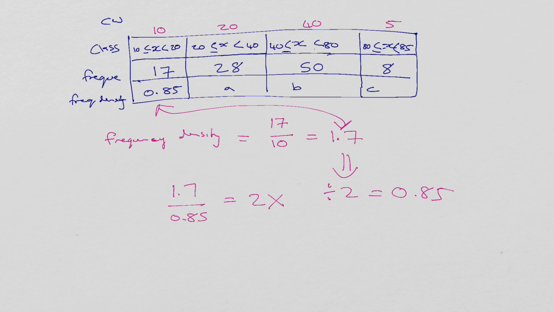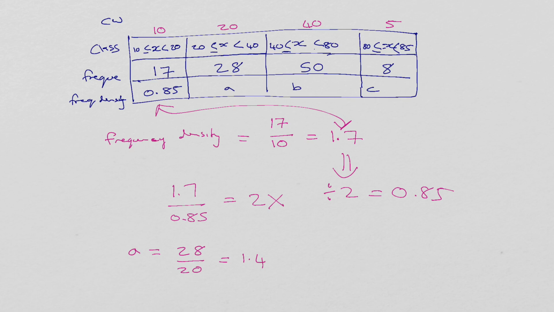So you work out the other frequency densities and you divide them by 2. Seriously, it's a scale factor, it's ratio. They're just shoving ratio in your statistics, you lucky things, right? So in other words, you go and you work out for A, and A is going to be your frequency, which is 28, over your class width, which is going to be 20. So that is going to be 1.4.